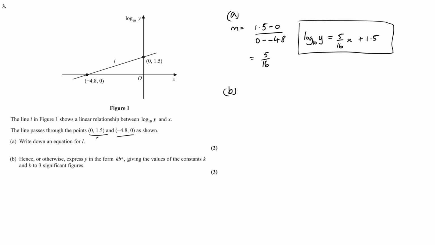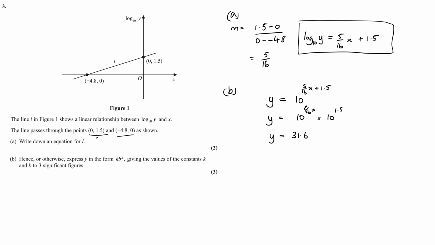Now, for the second part, we've got to put it into its index form, its power form. So this is going to become y equals 10 to the 5 over 16x plus 1.5. Okay, that means it's y equals 10 to the 5 16ths x times 10 to the 1.5. Now, all the values we have to give to three significant figures. So 10 to the power 1.5 is 31.6. That is our value of k.